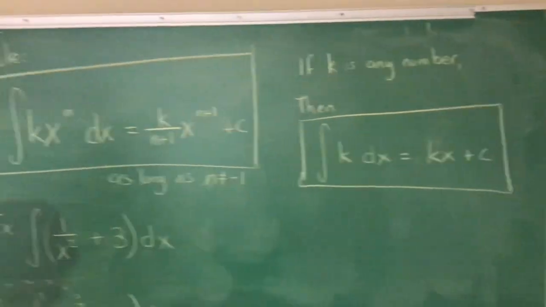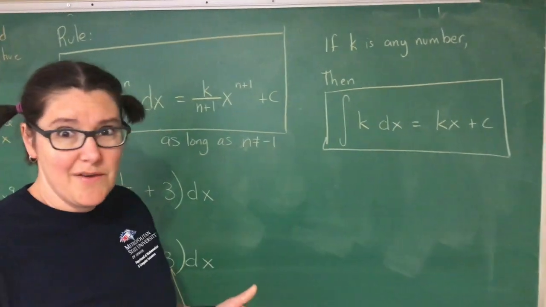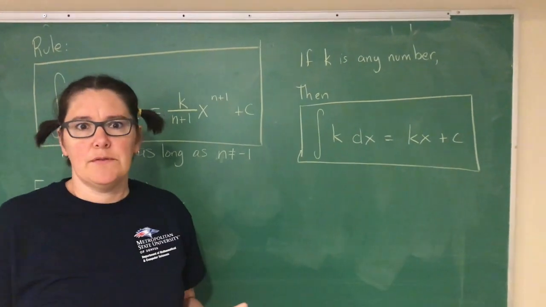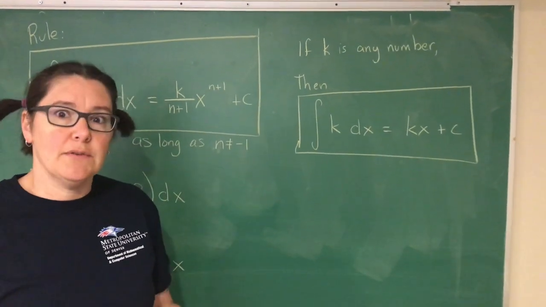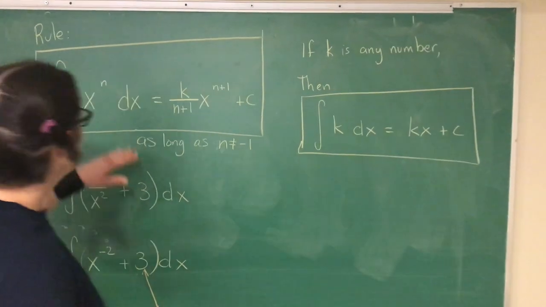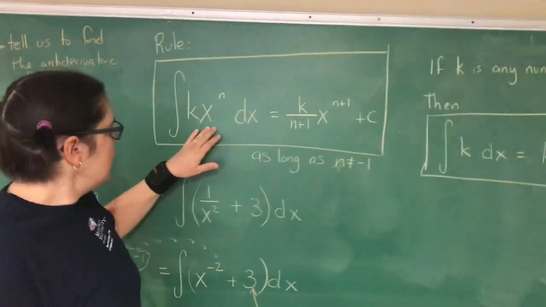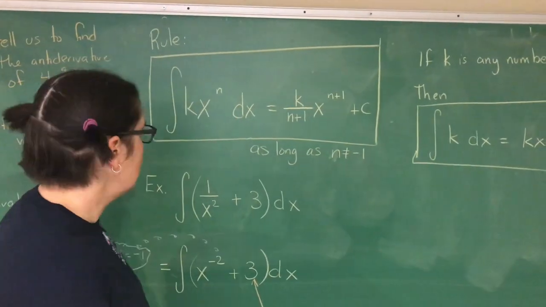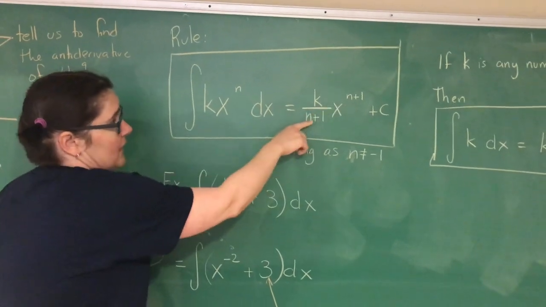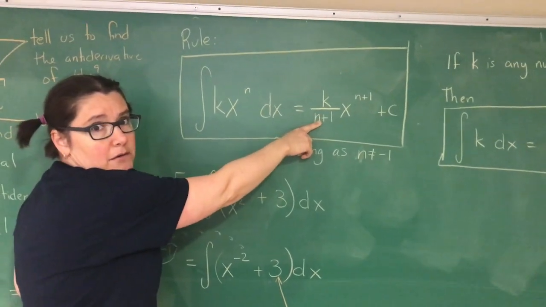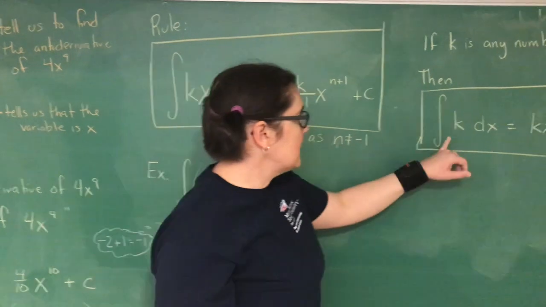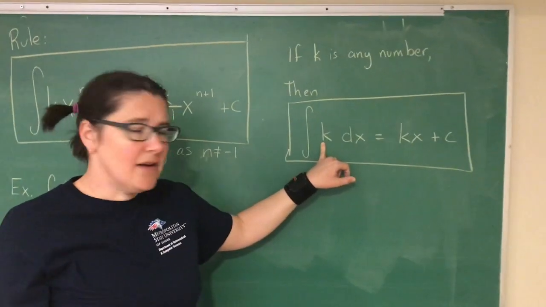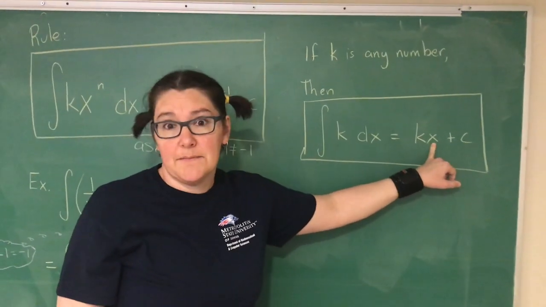Okay, so for section 12.1, we have two antiderivative rules, which are really just undoing derivative rules that you've learned in the past. To find the antiderivative of x raised to a power, we add 1 to the power and divide the number in front by the new power. And to find the antiderivative of a number sitting by itself, we tack on an x.